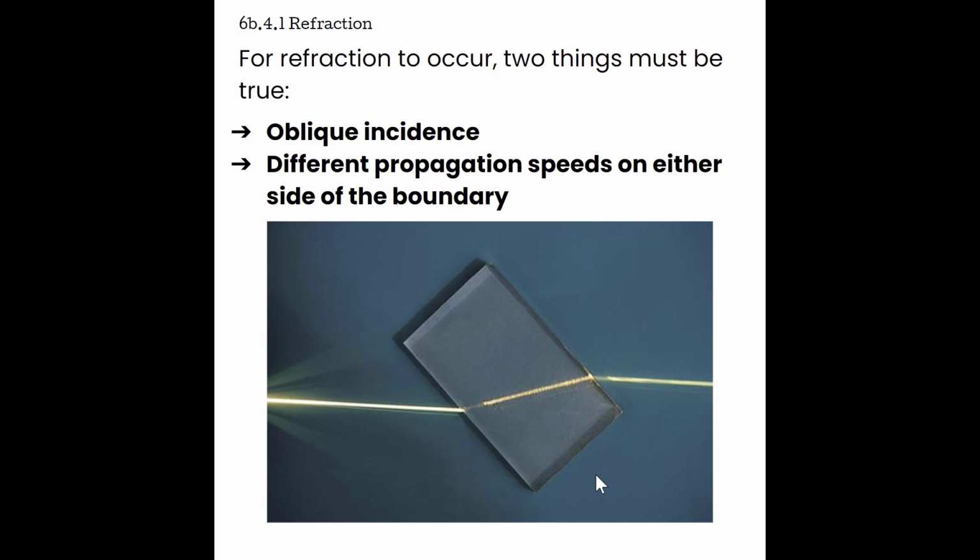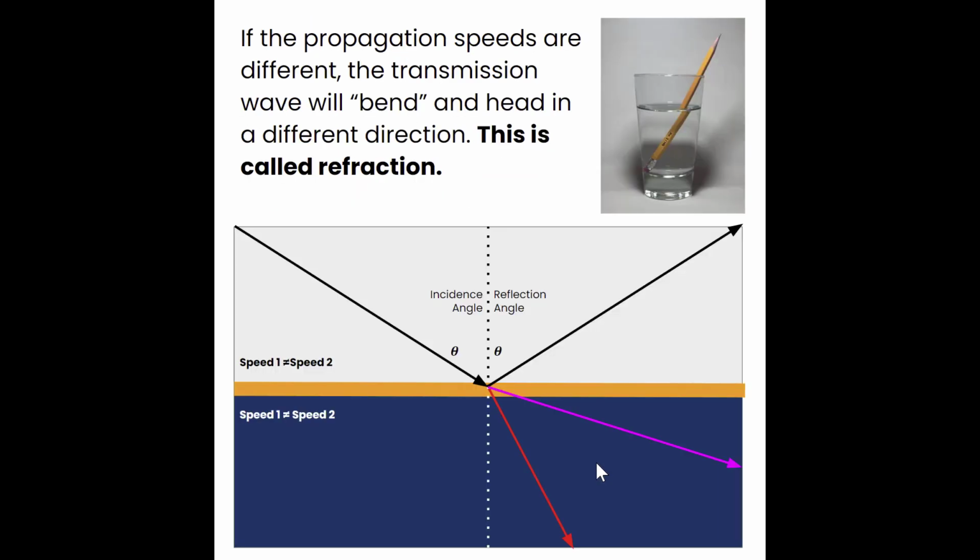First things first, let's go back to that rule where we learned that for refraction to occur, two things must be true. We need oblique incidence, and we have to have different propagation speeds on either side of the boundary. I'm going to bounce back to this last slide. Remember, we had our incidence angle coming in to the boundary, and then at that boundary, as the transmission wave went through, it is going to bend if speed 1 does not equal speed 2.